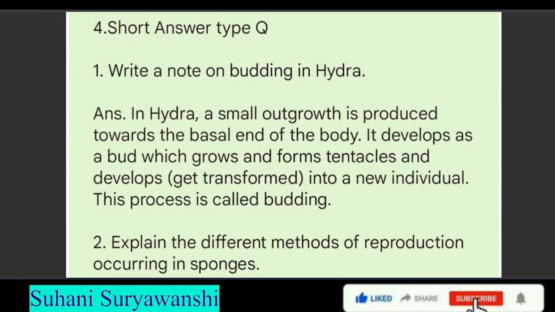Short answer type question. First, write a note on budding in hydra. Answer: in hydra, a small outgrowth is produced towards the basal end of the body. It develops as a bud which grows and forms tentacles and develops into a new individual. This process is called budding.